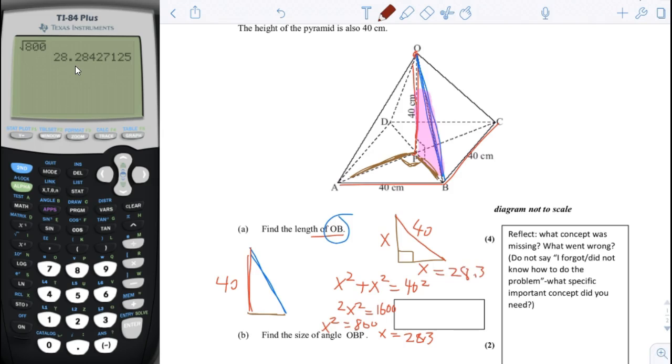Now that we know the brown side is equal to 28.3, we could write 28.3 here, and now we can use Pythagorean Theorem to find this side. That side would be equal to the square root of 40 squared plus 28.3 squared. So we'll do square root, 40 squared plus 28.3 squared. That gives 49.